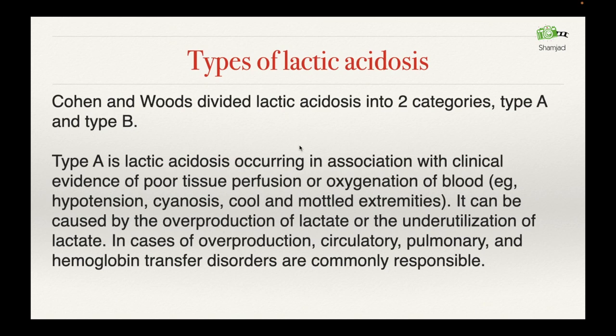What are the types of lactic acidosis? Cohen and Woods divided lactic acidosis into two categories, type A and type B. Type A is lactic acidosis occurring in association with clinical evidence of poor tissue perfusion or oxygenation of blood. It can be caused by overproduction of lactate or underutilization of lactate. In case of overproduction, circulatory, pulmonary, and hemoglobin transfer disorders are commonly responsible.